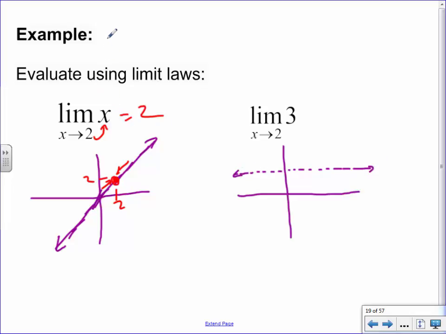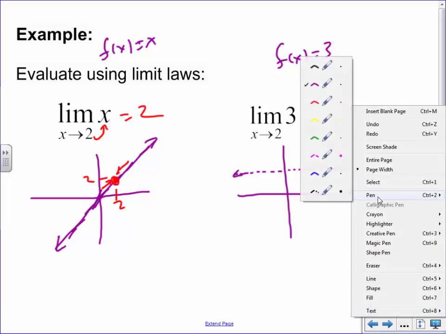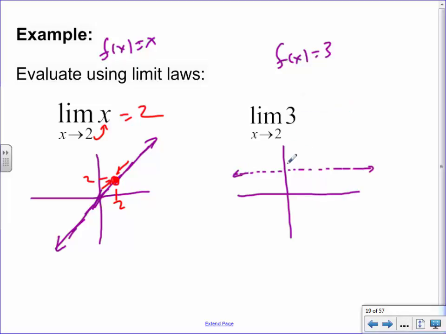This is f of x equals x. This we're doing f of x equals 3. So if I give you a line of just y equals 3, what's it going to be as you approach from the positive and negative sides? Well, as you come this way and this way, either way, when x is 2, y is getting closer to 3. The answer to this one is just straight up 3.